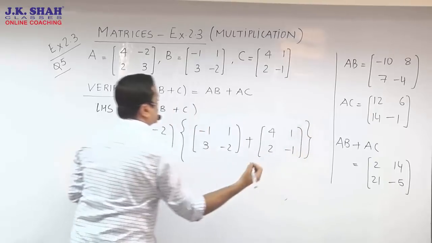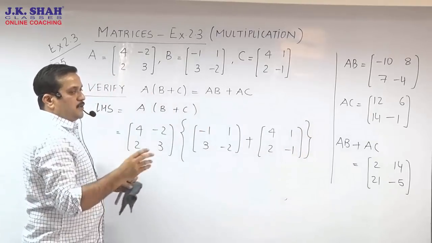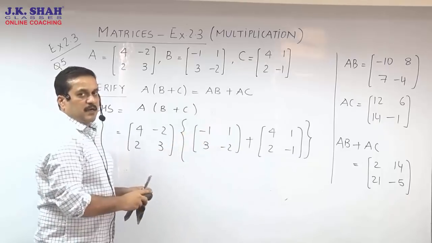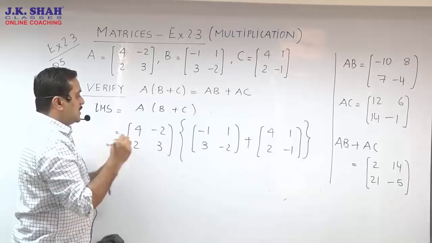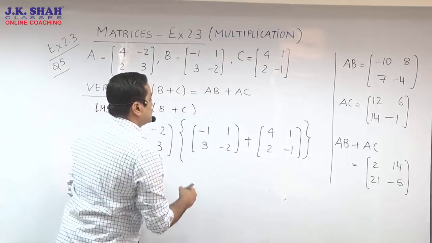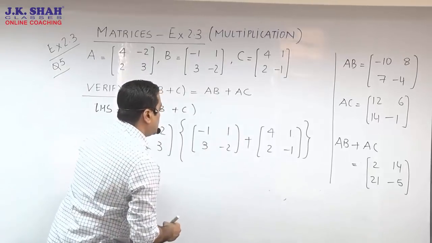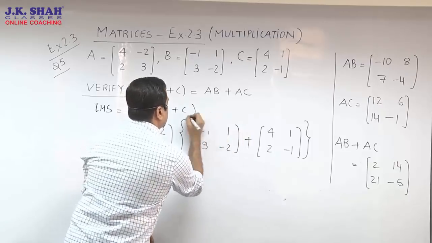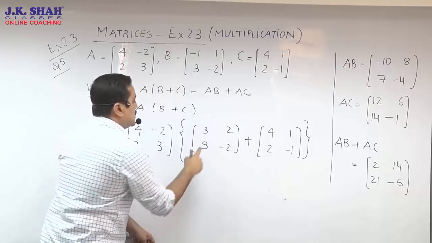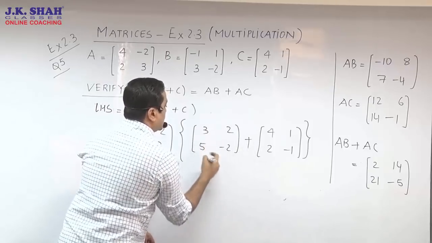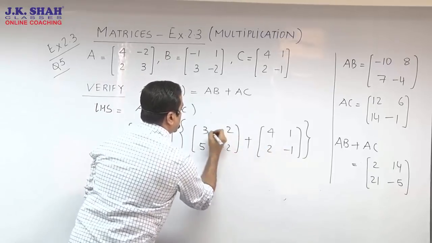Now I would request pause the screen right now. And you need to do what? Add the two matrices and then multiply with this. So let's see what you must have done. First we need to add the matrices. So minus 1 plus 4, that's going to become 3. 1 plus 1, that's going to become 2. 3 plus 2, 5. And minus 2 minus 1, that's going to be minus 3.